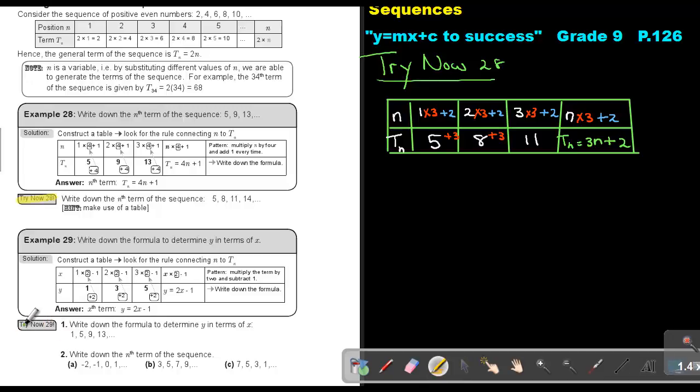Let's just mark it. And just do number 1. And it's exactly the same in terms of x and y. You can stop the video, and as soon as you are finished, you can continue with the video.